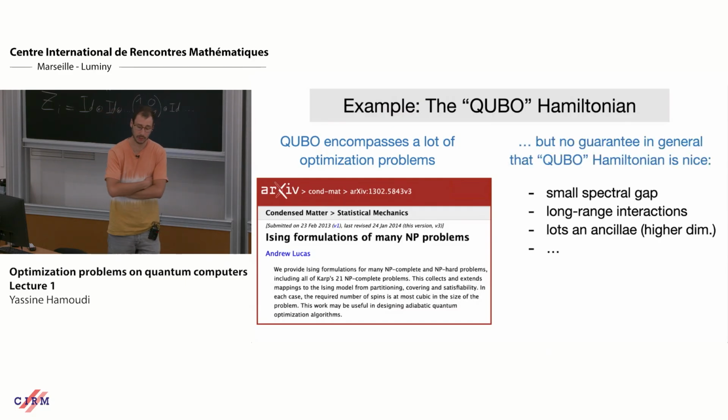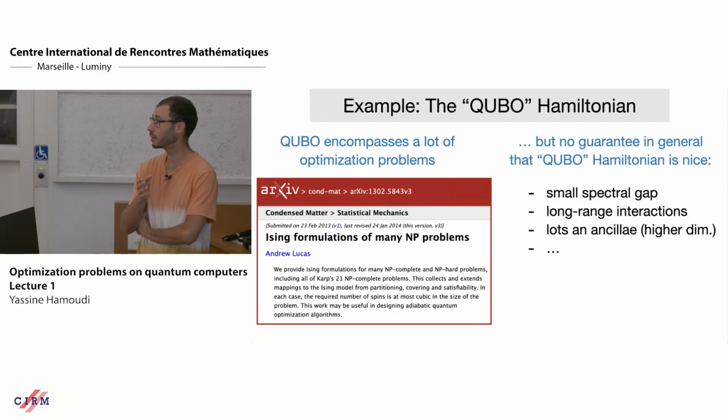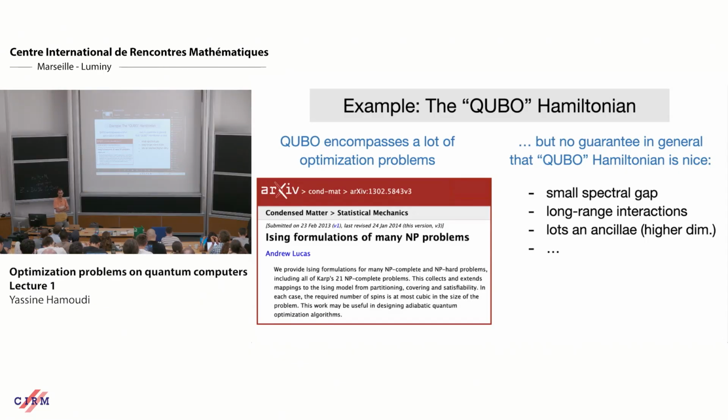Okay, of course, there is a limitation about this approach, which is that in general, there is no guarantee that the resulting Hamiltonian is nice. So before I listed a few properties which can be satisfied by Hamiltonians, and most of those properties are not satisfied by this kind of QUBO Hamiltonian.